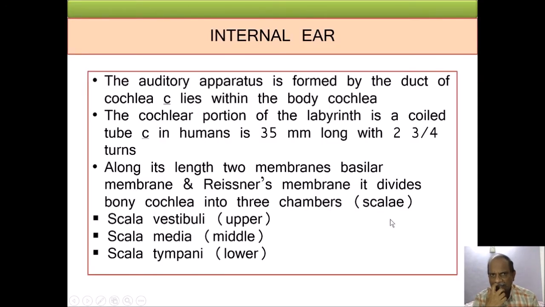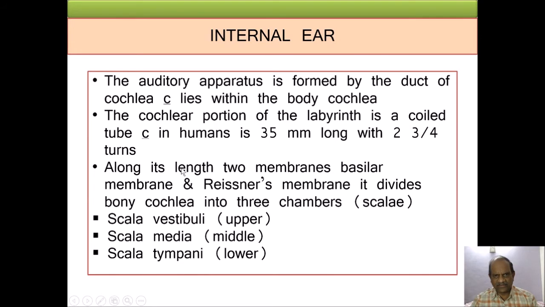Coming to the internal ear, the auditory apparatus is formed by the duct of cochlea, which lies within the body of cochlea. The cochlear portion of the labyrinth is a coiled tube or structure, which in humans is 35 mm long, approximately 3.5 centimeters, with 2 and 3/4 turns.